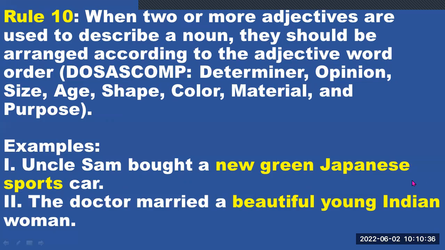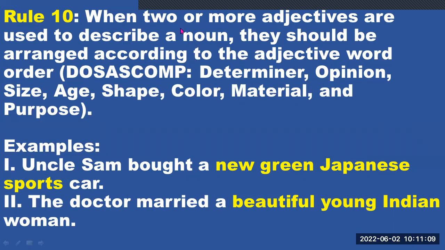Now, DOSASCOM is the acronym that stands for determiner, opinion, size, age, shape, color, material, and purpose. These are different types of adjectives. Determiners are a kind of adjective. They come first if you arrange them in that order, followed by opinion adjectives, adjectives that express your personal opinion. If you say someone is beautiful, that's opinion. Someone is kind, someone is this, someone is that, opinion.